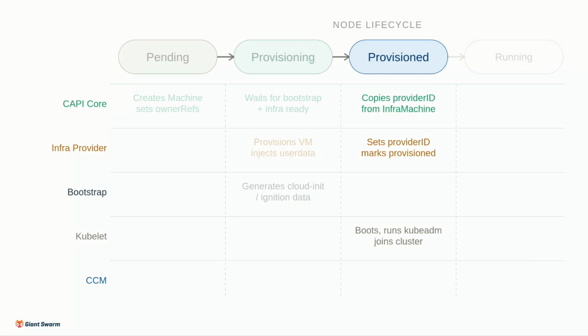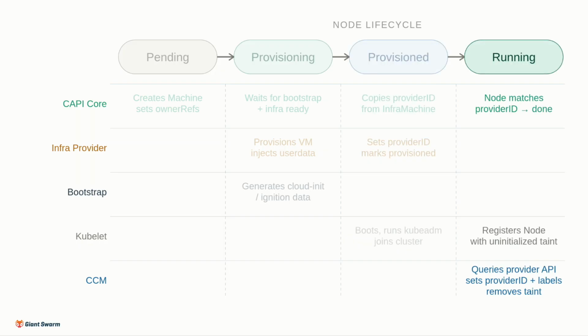Now, when the VM is up, the infra provider will set the provider ID and mark the machine as provisioned. At this point, the VM boots up, kubelet starts, kubeadm starts, and it will initialize the cluster or join it if it is a worker node. The node registers itself in Kubernetes, as we can see here, but it currently has an uninitialized taint, meaning we can't schedule anything on that node.